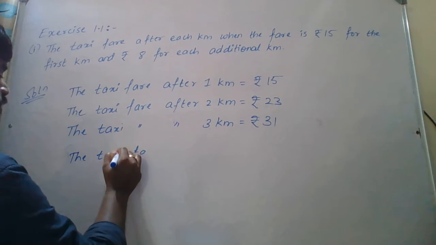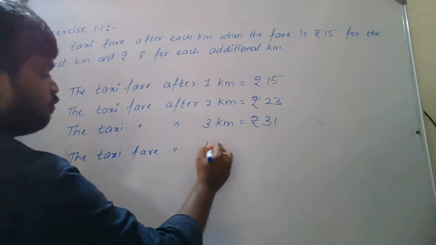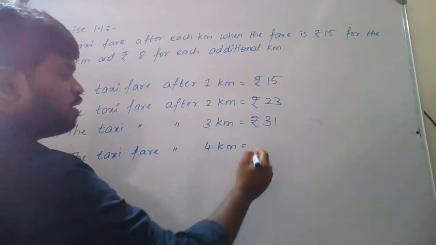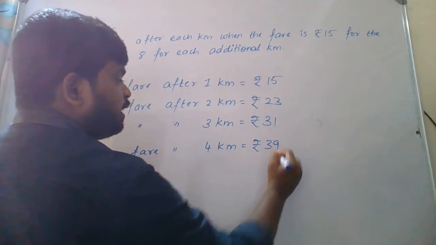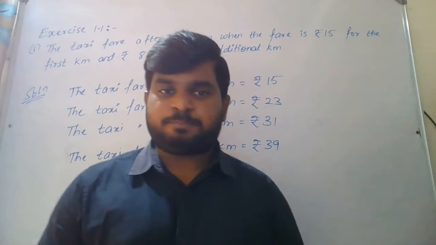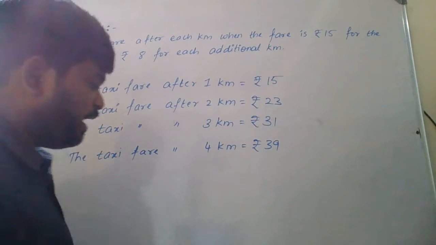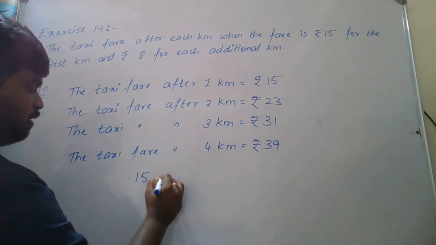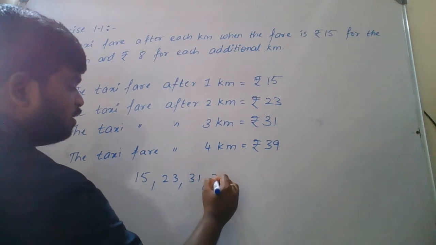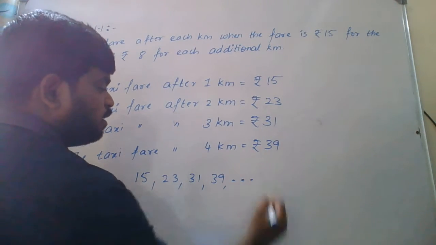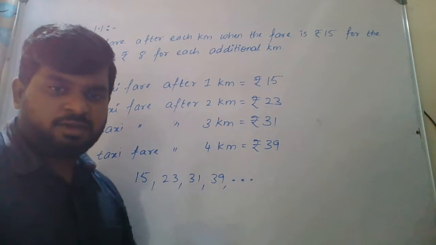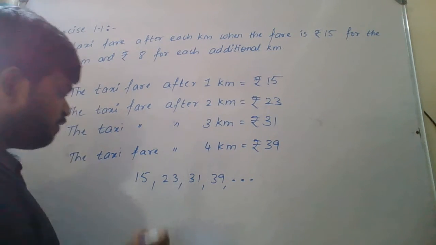Say suppose the taxi fare after 4 kilometers. You will be paying 39 rupees, isn't it? So let's check whether these amounts are an AP or not. 15, 23, 31, 39 and so on. Very clearly this is an AP. Why? Because there is a common difference.